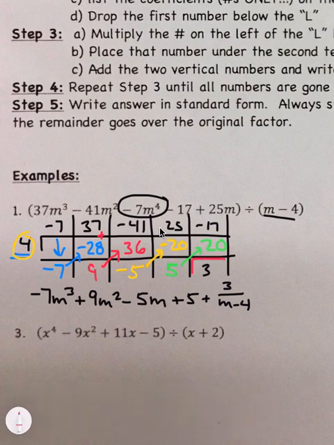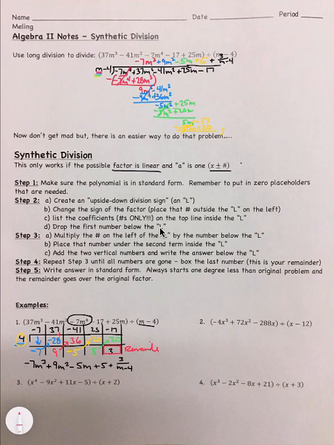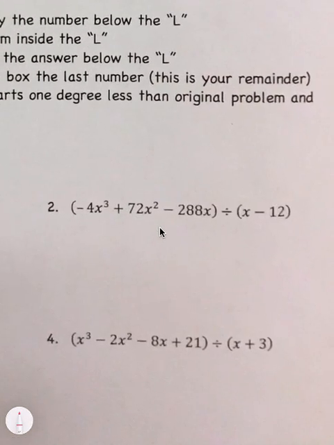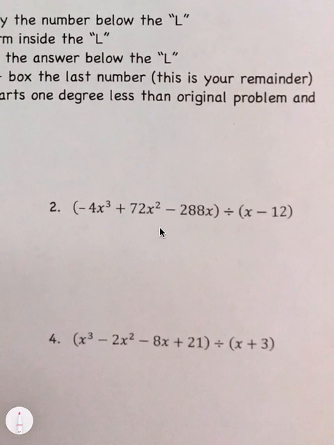This last box here is our remainder. Okay? That last box is the remainder. Very important for later on when we're trying to determine whether something is a factor, or if we're doing other things when we use division to factor. So let's look at number 2.